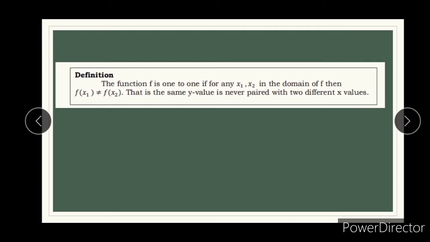Let's have the definition. The function f is one-to-one if for any x sub 1 and x sub 2 in the domain of f, then f of x sub 1 is not equal to f of x sub 2. That is, the same y value is never paired with 2 different x values.